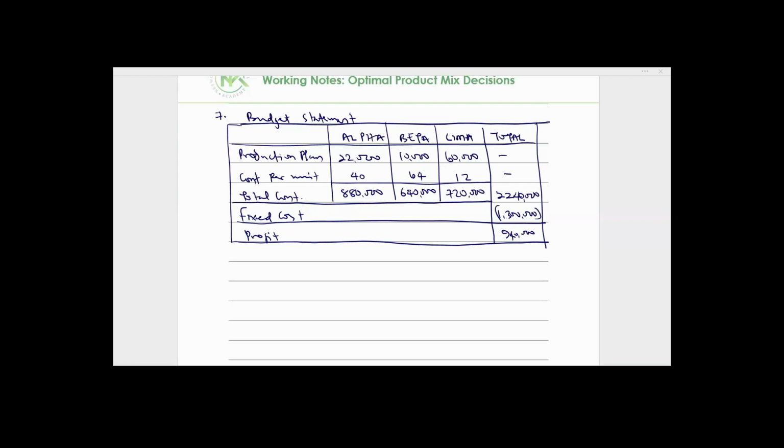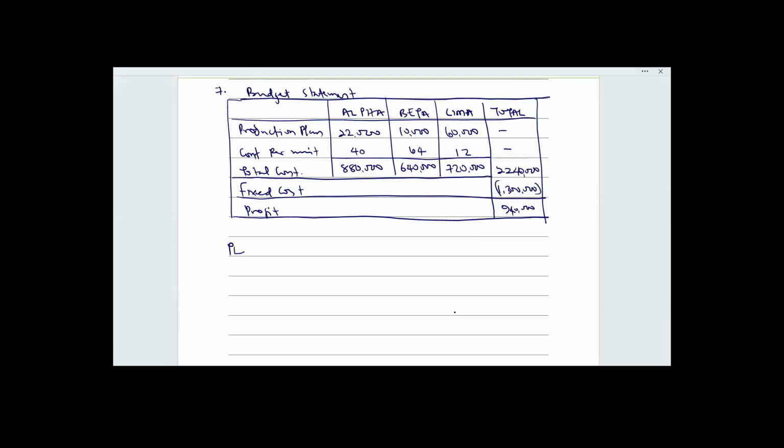So I would then say the maximum profits achievable is 940,000 naira, for the period, for the year ending 31st December 2014. That's it. That's the end of the question.